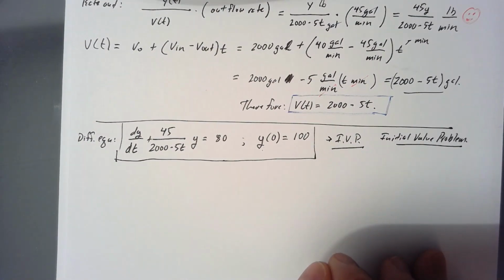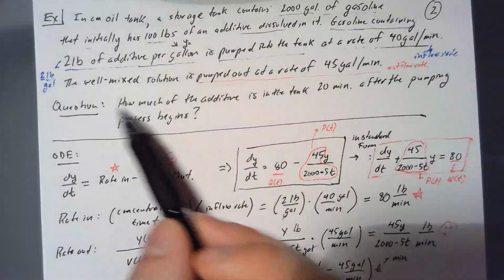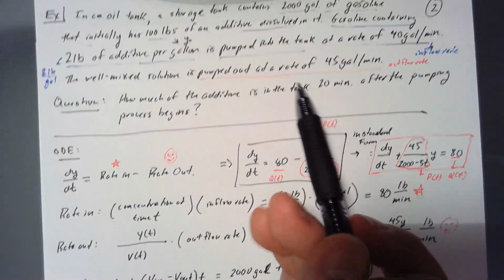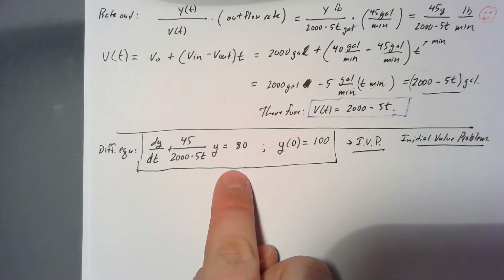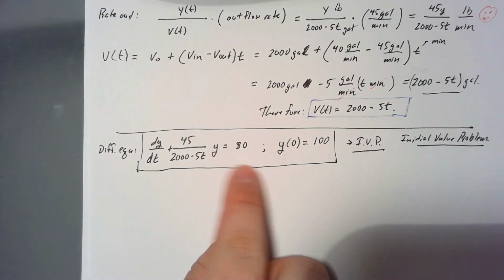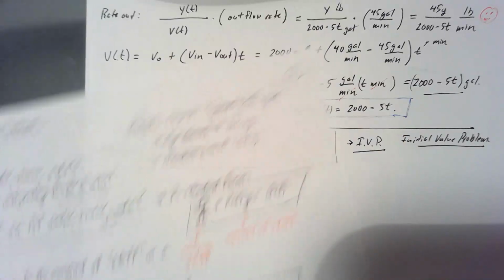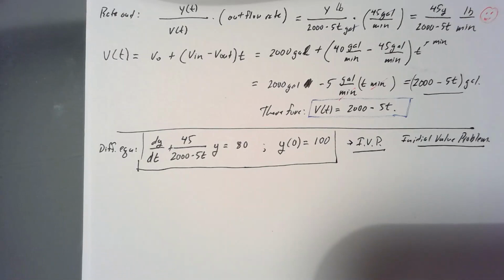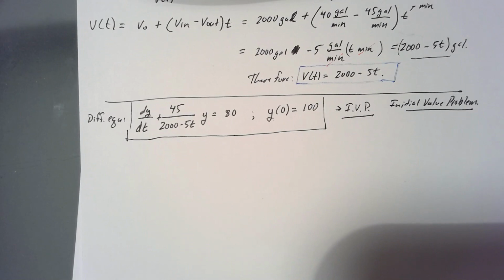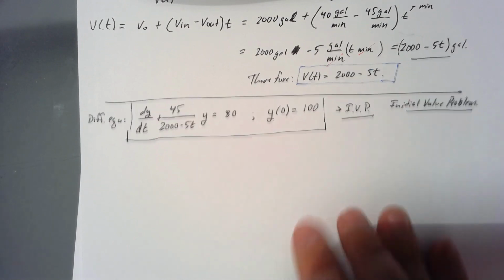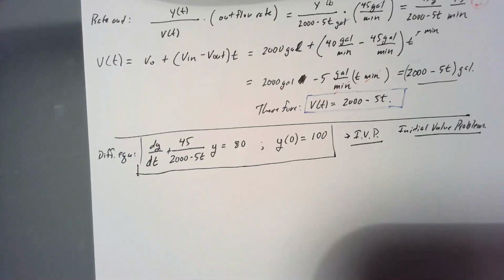So that's how you find it. But we have to answer the question: how much additive is in the tank 20 minutes after the pumping process begins? So now that we found it, we have to solve it. How do we solve a first order linear ODE? We find an integrating factor. These problems are fun. So let's solve this thing.